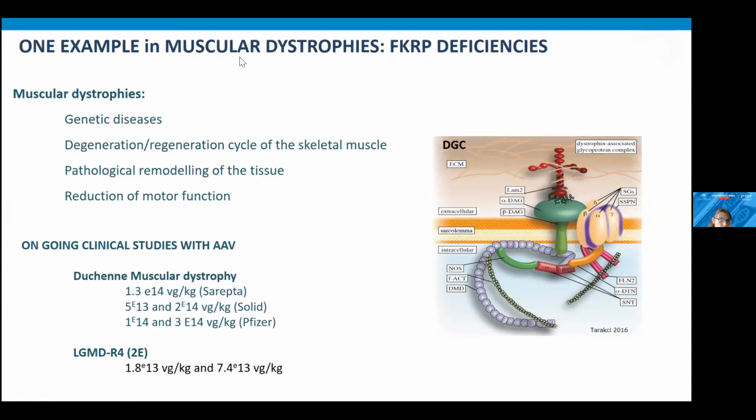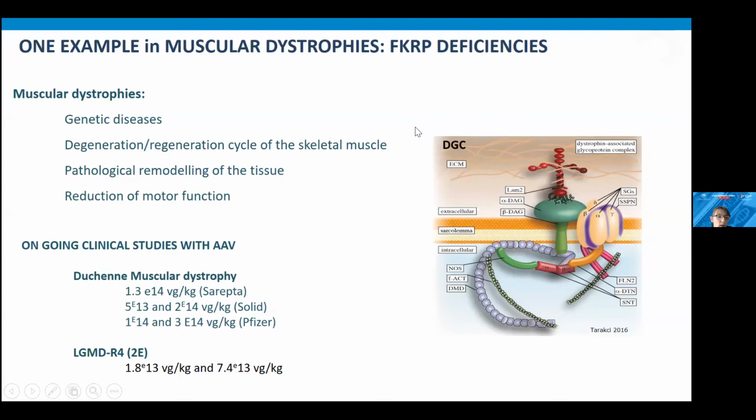So the muscular dystrophies are genetic diseases that are characterized by a degeneration of the muscle, and this leads to a reduction of the motor function of the patient. And just to note that there are already clinical trials with AAV in this field of muscular dystrophy, with Duchenne muscular dystrophy and another disease called limb-girdle muscular dystrophy. And I think Anthony will come back to the Duchenne muscular dystrophy later on. But today I just want to show an example of another muscular dystrophy, which is FKRP deficiency.